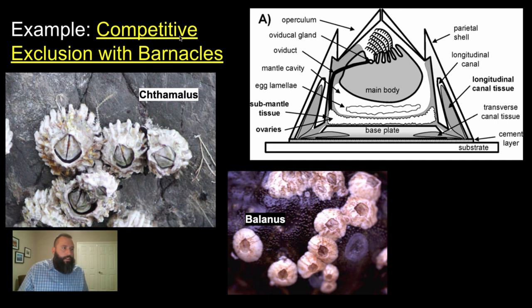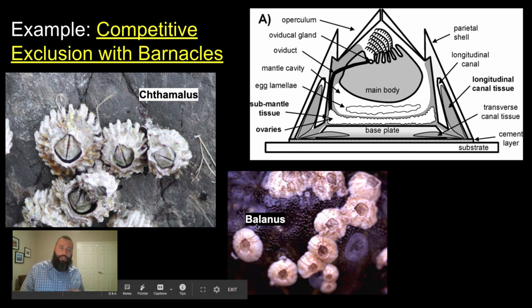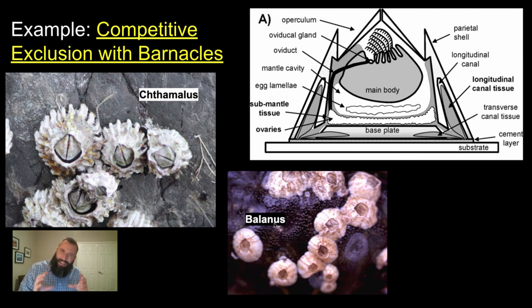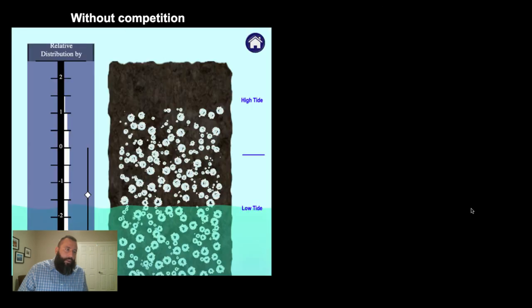So what does this look like in application? I've got these two different barnacles here, Chthamalus and Balanus. Chthamalus is able to live out of the water a little bit higher than Balanus, but Balanus is a little bit larger and able to take up a little bit more space. Balanus can't quite get out of the water at high tide as well as Chthamalus does. So let's take a look here. I found this little simulation online.